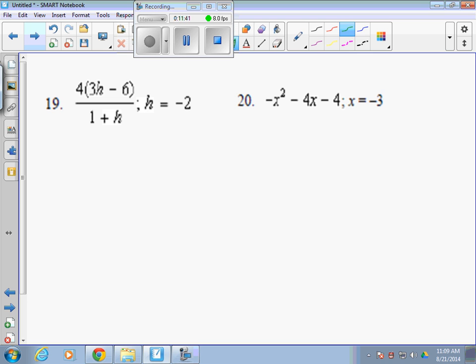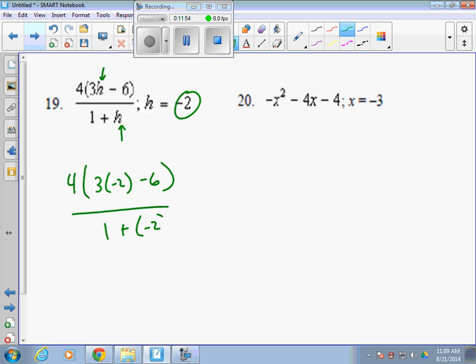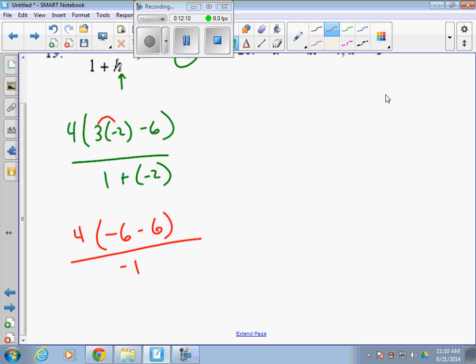Number 19, h's value is negative 2. So in place of both of the h's, you're going to plug in negative 2. 3 times negative 2 minus 6, all over 1 plus negative 2, which means the same thing as 1 minus 2. Do the innermost parentheses first. 3 times negative 2 is going to be negative 6 minus 6, which is still in parentheses, times 4. 1 plus a negative 2 means 1 minus 2, which is negative 1. Negative 6 minus 6 is going to be negative 12.